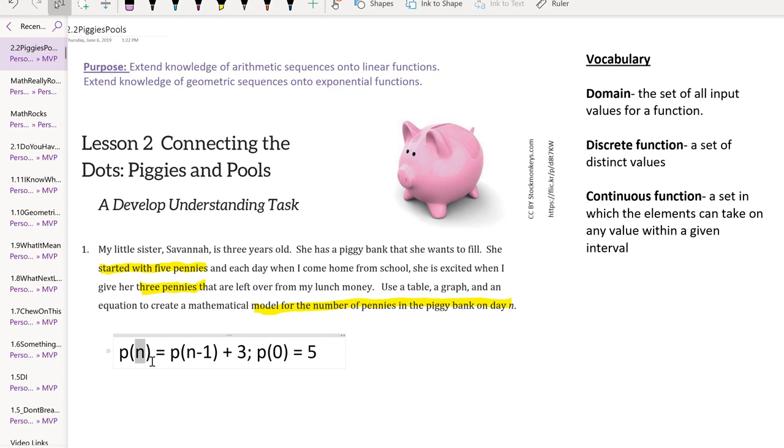So we already know that our domain has to be positive numbers. And then because of the way this is set up, where she's giving her pennies each day at a set point, it doesn't really make sense to put in non-integer values either, non-whole number values. So we're only going to be inputting whole numbers. So our domain for this function is just the whole numbers 0, 1, 2, 3, and so on. So now that we've gotten that, we can make a table and a graph.